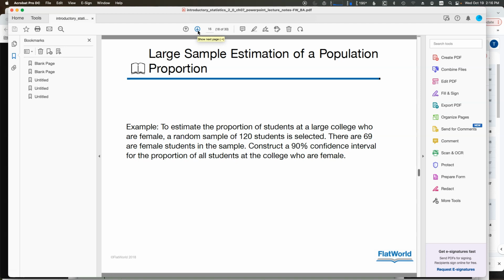Let's say that we've got a proportion of students at a large college who are female, and that we take a sample of 120 students from that college, and 69 of those students in the sample are female. Now, what we want to do is construct a 90% confidence interval for all the students, for the census.